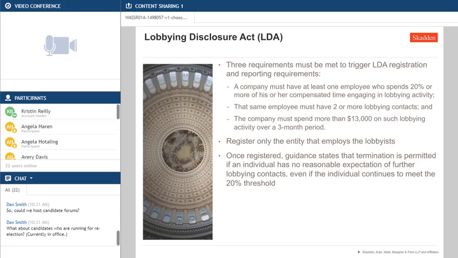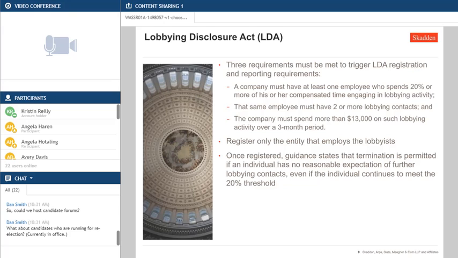To trigger lobby registration under the LDA, it's a really high threshold. It's much higher than a number of states, which are far lower than this. Federal legislation requires you to register under the LDA if you have one employee who spends 20% or more of their compensated time engaging in lobbying activity. So it's not going to include volunteers, first off the bat. It's just got to be their compensated time, and it's got to be lobbying activity for federal purposes, and I'll get into that in a minute.